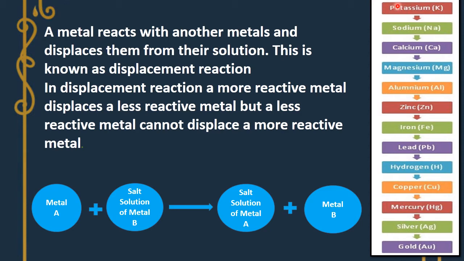What is the reactivity series of metals? Arranging metals vertically in order of their decreasing reactivity. See, the most reactive metal is kept on the top, potassium. Next, sodium, calcium, magnesium, aluminium, zinc, iron, lead, hydrogen, copper, mercury, silver, gold. We have to remember that the metals placed on the topmost positions are more reactive, and as we move down, their reactivity decreases.